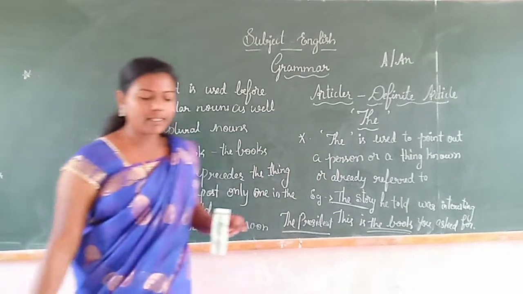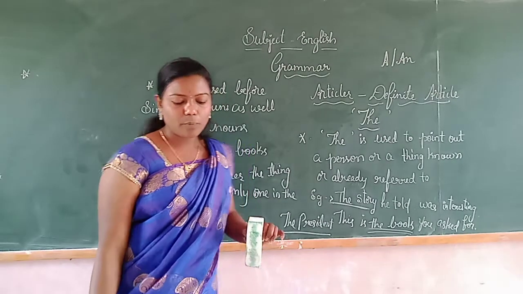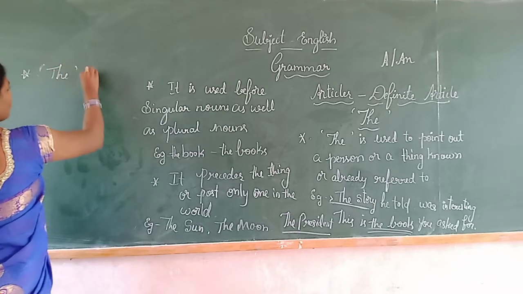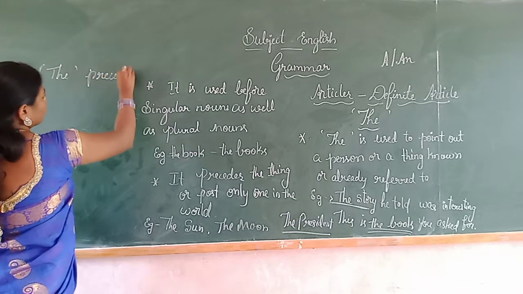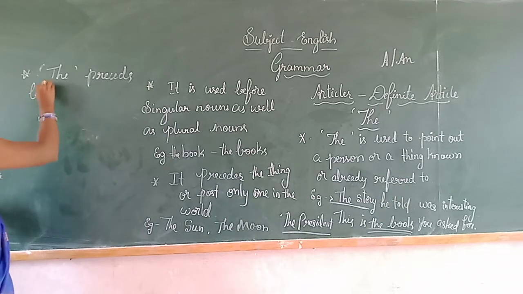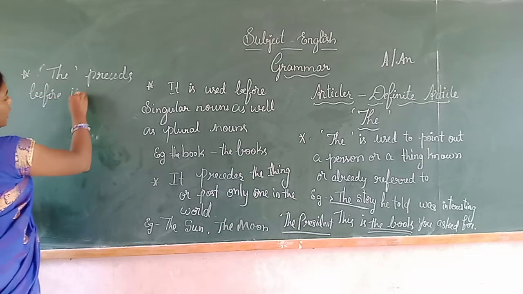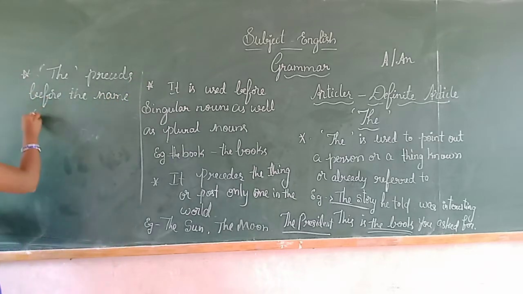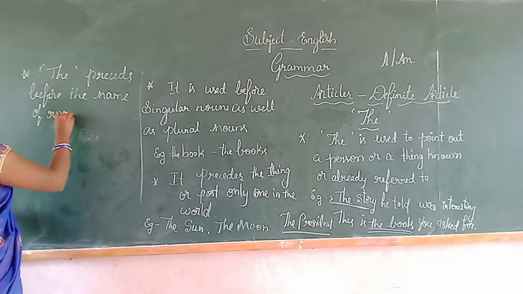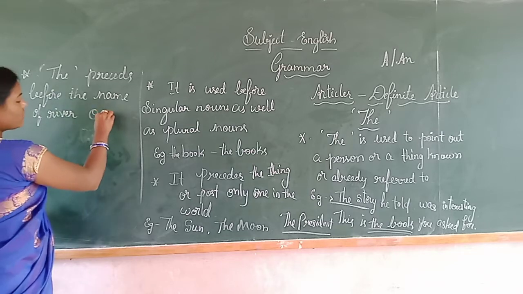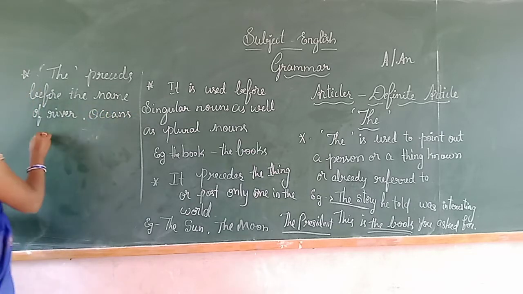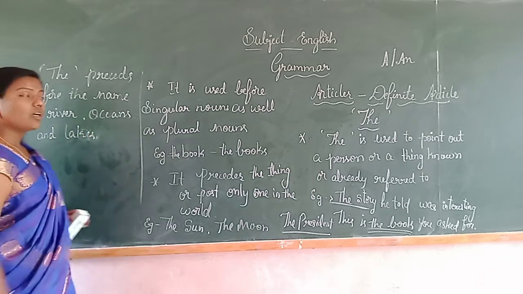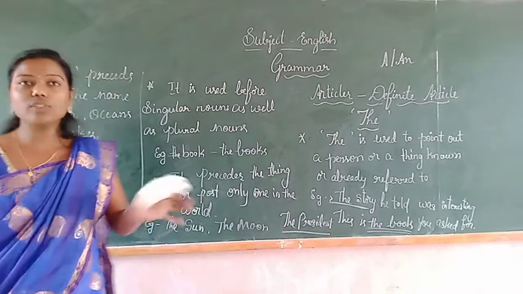And the fourth point, the precedes before the name of rivers, oceans and lakes. When we tell the names of rivers, oceans, lakes, we use the.